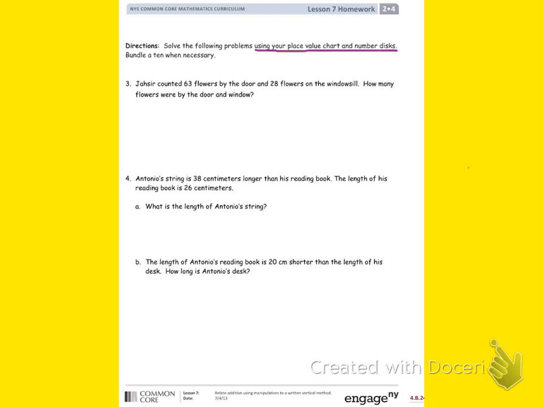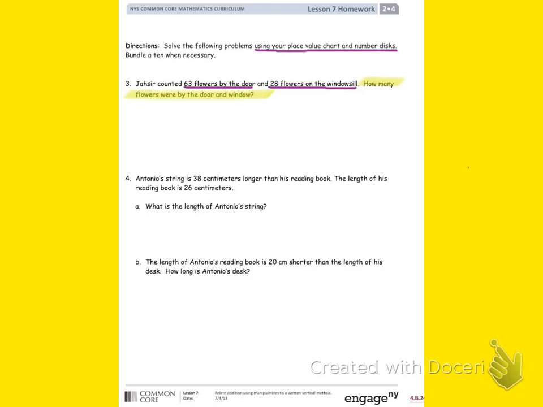Item 3. Jasir counted 63 flowers by the door and 28 flowers on the windowsill. How many flowers were by the door and windowsill? I will underline the important details. 63 flowers by the door, 28 flowers on the windowsill. Now I will highlight the question. How many flowers were by the door and window?